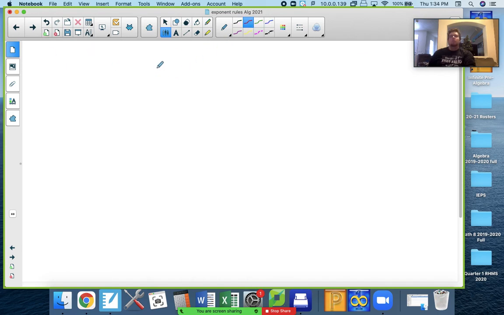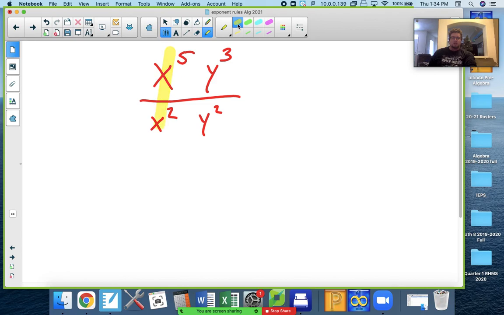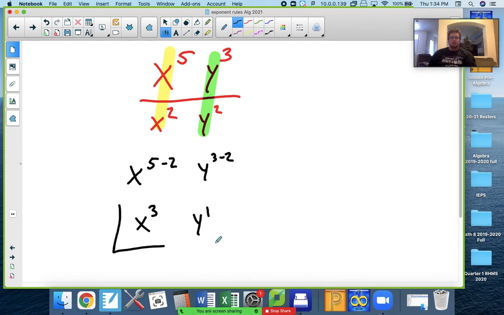If we have multiple letters, it's the same thing. We're only going to worry about the similar letters. So the x's will go with x's, the y's will go with y's. 5 minus 2 gives us x to the 3rd. Y cubed minus 2 gives us y to the 1st. And there's our answer.